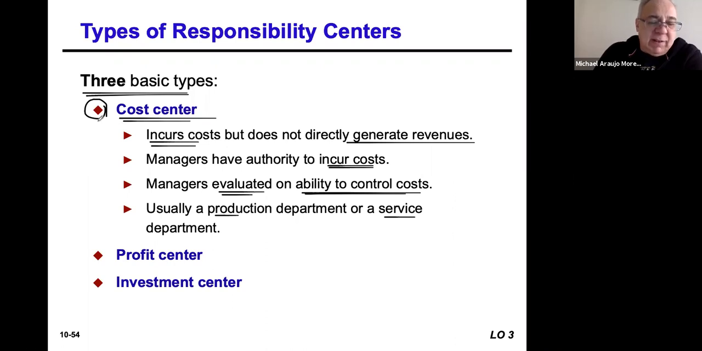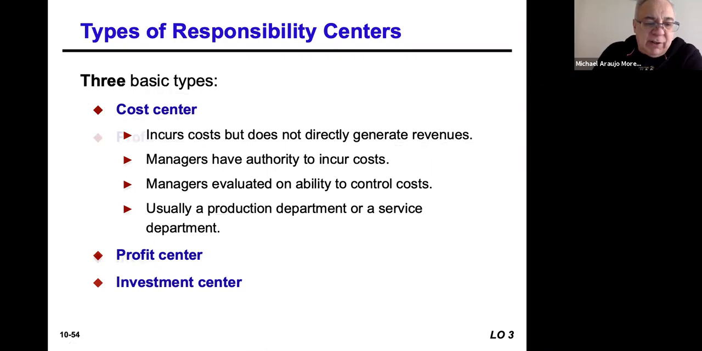There are your cost centers. If you work for a cost center, you probably are not going to be getting wonderfully big raises because they're trying to hold that down. You are basically an expense. You are not generating revenue. You're an expense. So they hold that down.